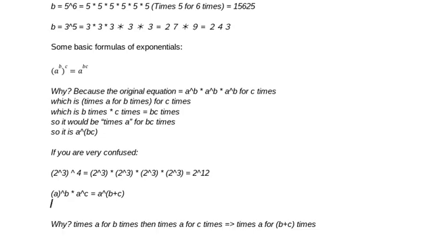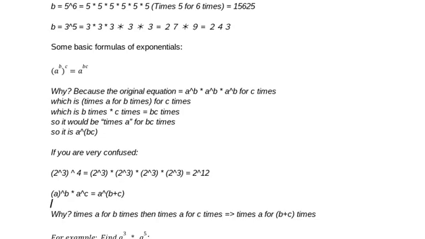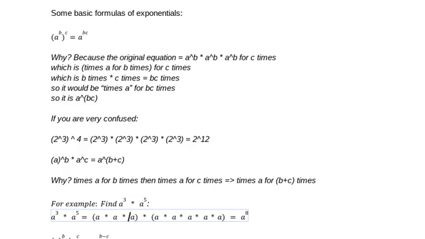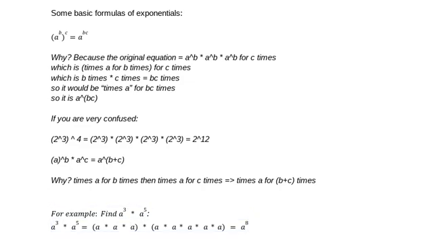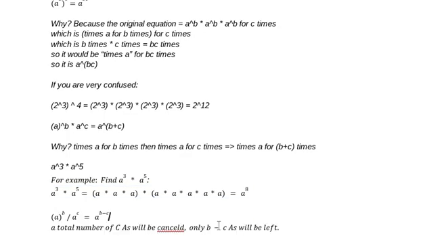So for this example, this is the second formula that you need to learn. So why would that be? Basically you times a by b times, and then you times a for c times, so times a for b plus c times. If you are more confused, let's give you an example. For example, a to the power of 3 times a to the power of 5. It would be a times a times a, then times a five more times, so it would be a to the power of 8.